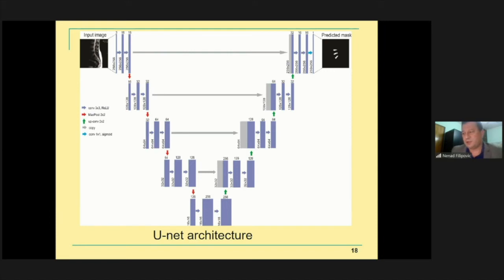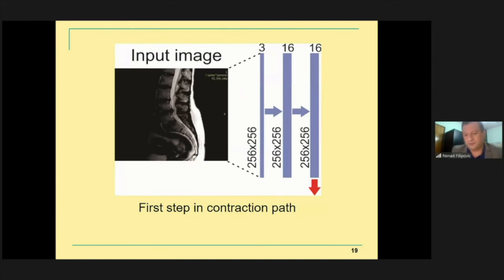That means the size of the input image gradually reduces while the depth gradually increases, and more advanced features are extracted. So the contraction path follows the idea of convolution, dropout, and max pooling. The input, the first step in the contraction part, is presented here, where we have, for example, a resolution of 256 by 256 and 3 channels in depth.